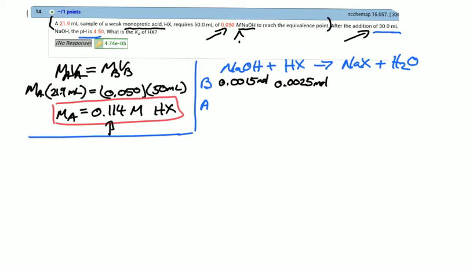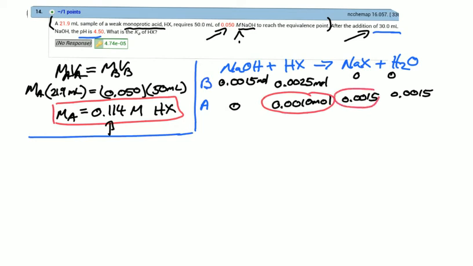Of course, before the equivalence point, the NaOH will be 0, and the HX is going to go down to 0.0010 moles. These two are going to go up to 0.0015 moles each. Now you notice right away that we have an amount of the HX left and we have an amount of the NaX left. This is definitely a buffer.